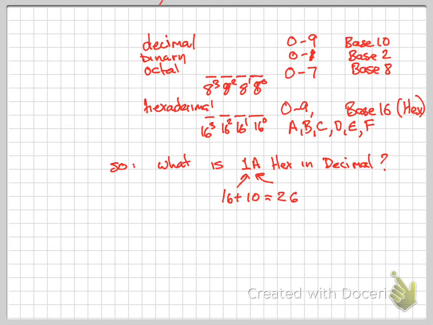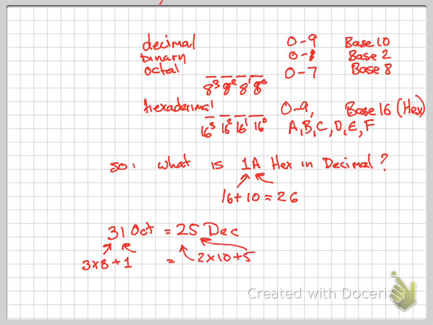But all that was just so that I could tell you this joke. Why do mathematicians confuse Halloween with Christmas? Because 31 Oct equals 25 Dec. 31 octal equals 25 decimal. Did you get it? 31 octal is 3 times 8 plus 1, which equals 2 times 10 plus 5 in decimal. 24, 25. Ha ha ha.